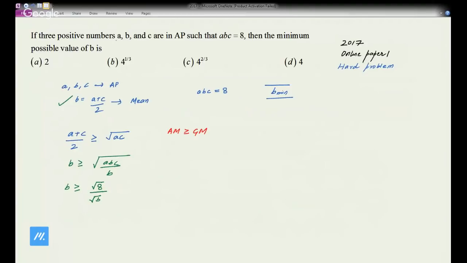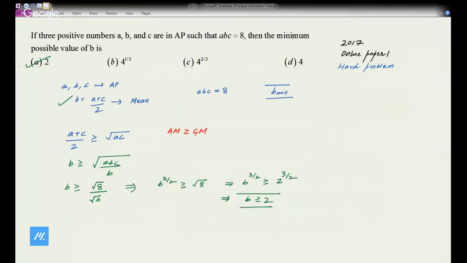Since it is given that A, B, C are positive numbers, I can cross multiply in the inequality. So this becomes B to the power 3 by 2 must be greater than or equal to root 8. What is root 8? Yes, absolutely. So people who have said that the answer is 2 are perfectly right. So B must be greater than or equal to 2. And this is by far the best way to solve this question. Please understand, the minimum value is 2 here.